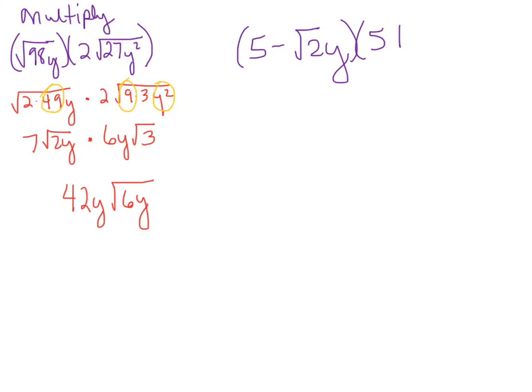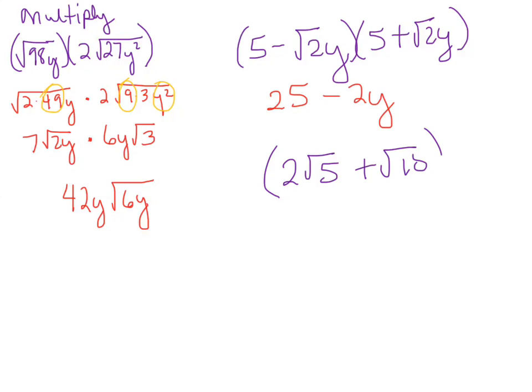Next, let's look at 5 minus the square root of 2y and 5 plus the square root of 2y. So you need to notice that these are conjugates. So I really don't have to multiply it all out. I just have to multiply the first, which gives me 25. The outsides and the insides will cancel, and then the last gives me a minus, and then if I take a square root of 2y times the square root of 2y, you just get 2y. And then 25 minus 2y, those aren't like at all, so you're done.